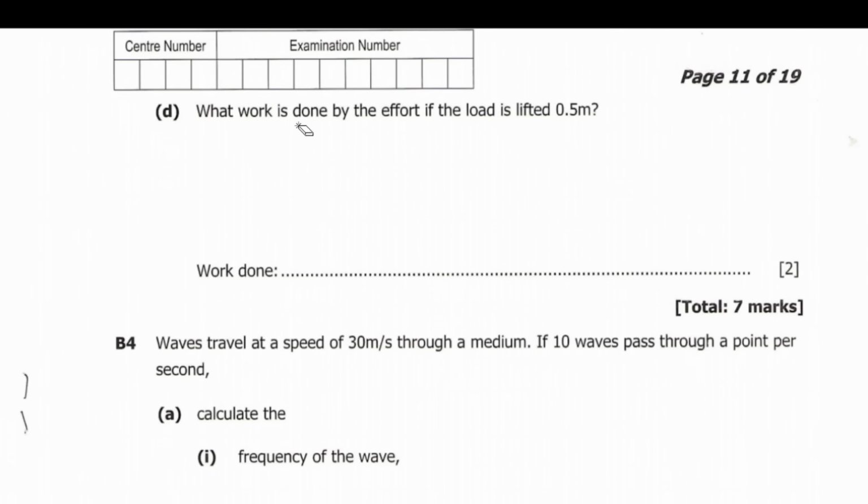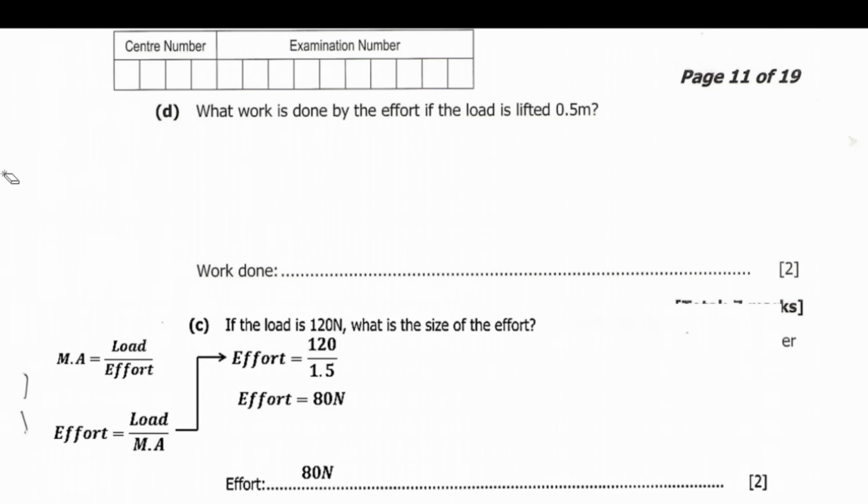It says, what work is done by the effort if the load is lifted 0.5 meters? So this question was a little bit tricky, but what helped me to answer this question was remembering velocity ratio. So effort is 80. So we need to know the work done by this effort of 80 Newton. So work is equal to force times distance. So first of all, we should find the distance moved by the effort. Then we multiply effort, which is the force, times that distance to find the work.